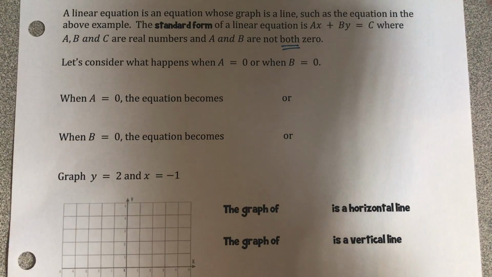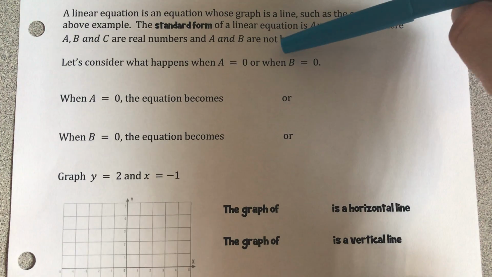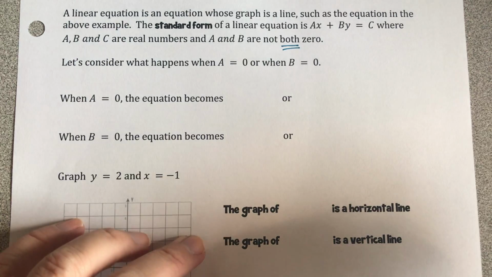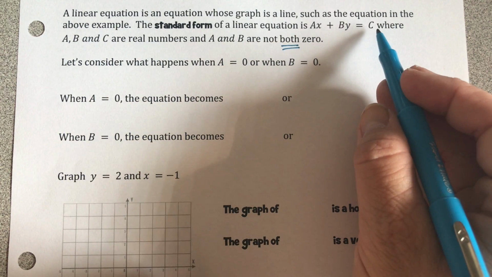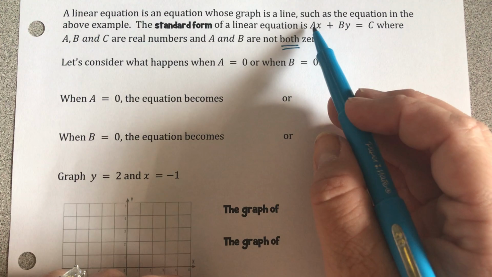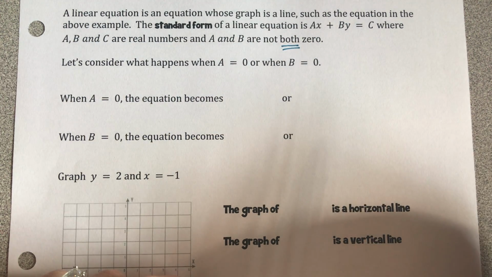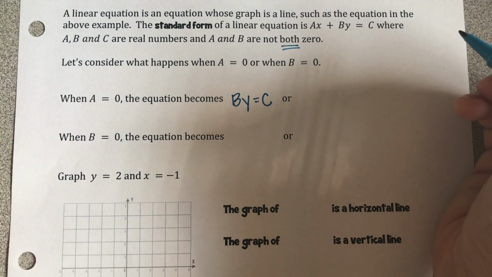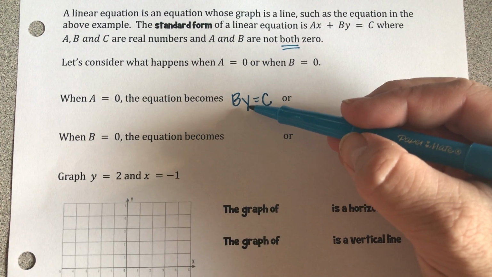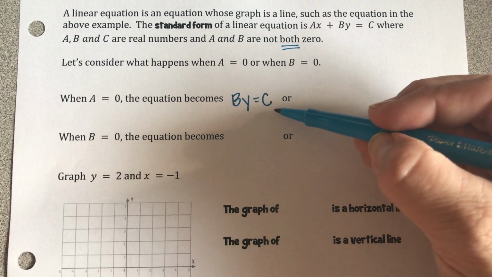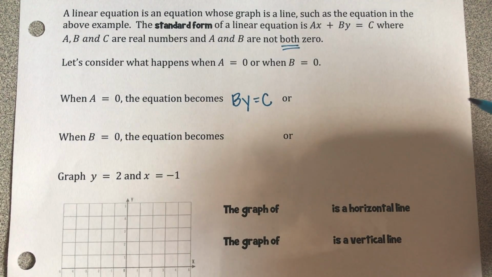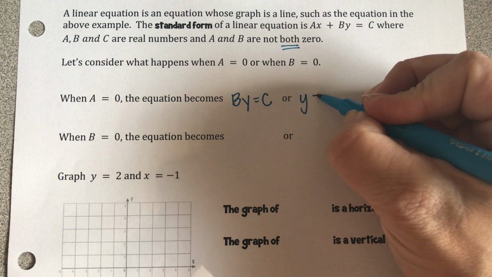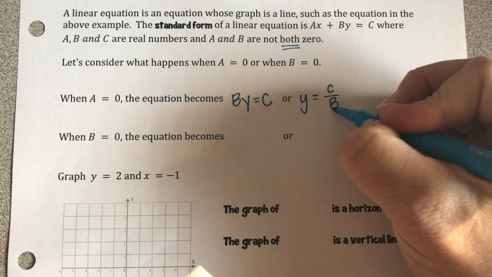So it says, let's consider what happens when a equals 0 or when b equals 0. When we have ax plus by equals c, if a is 0, what's 0 times x? 0, right? So it's just by equals c. And if we're trying to solve this for y, if we want to get y by itself, what do I need to do? Divide both sides by b. So y would equal c over b.